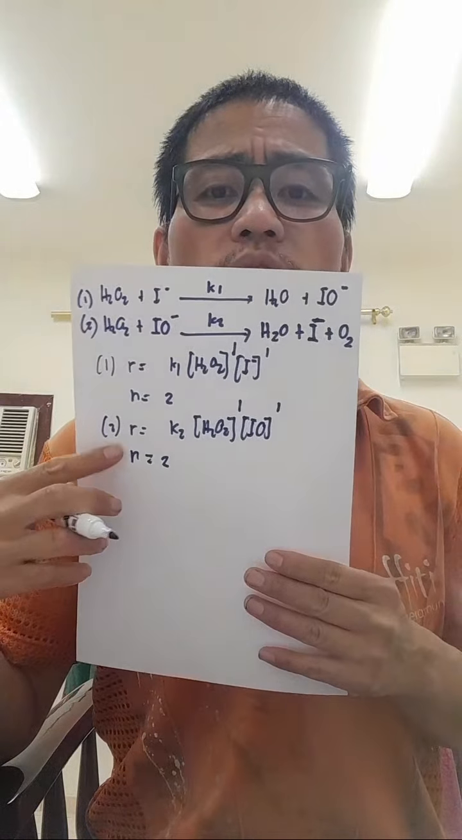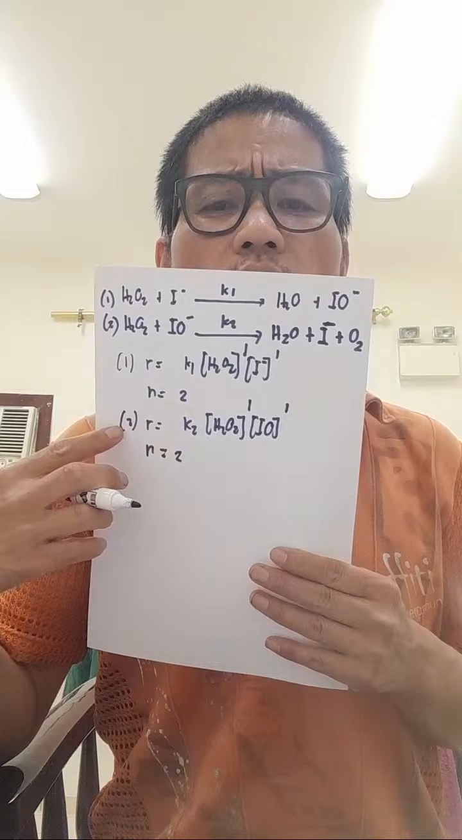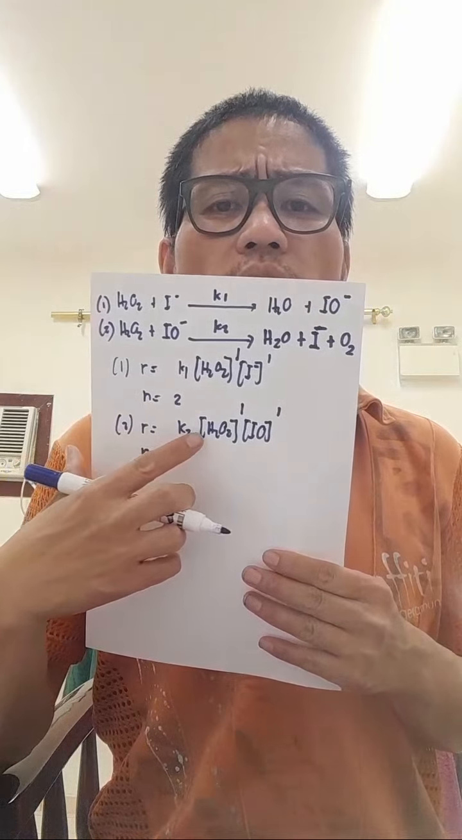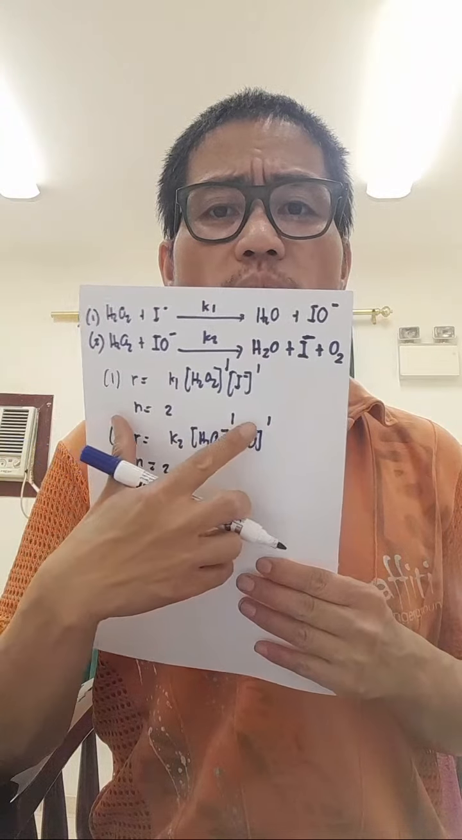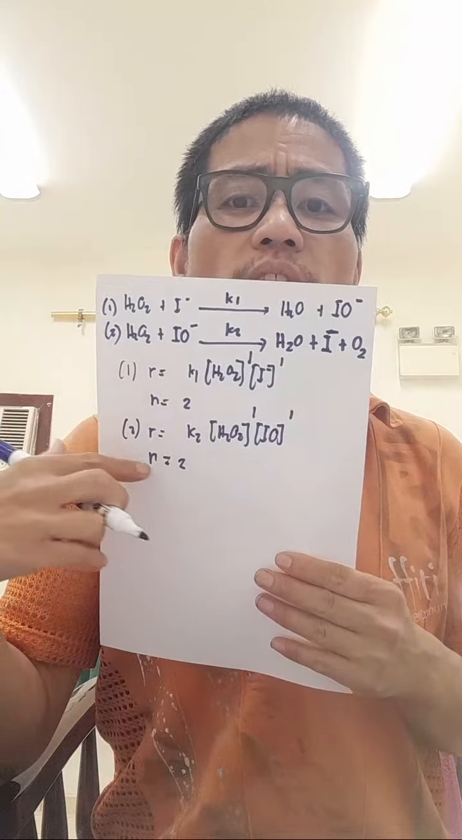So for number 2, R equals K2 [H2O2], okay, then [iodide] 1. So n also equals 2, with the same ratio, so K2. So R equals K2, H2O2 1, reactant, and iodide 1 also. Reactants, always reactants, n equals 2.